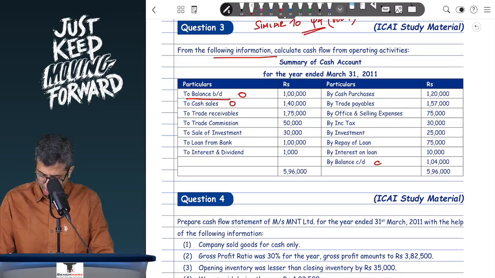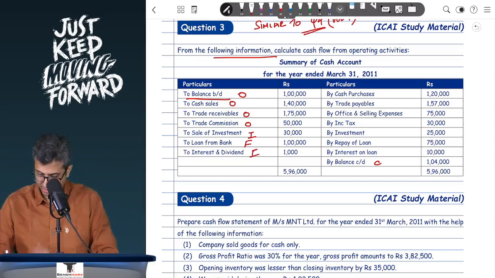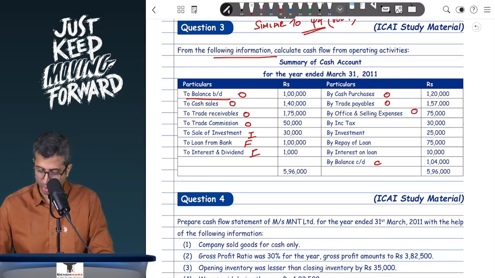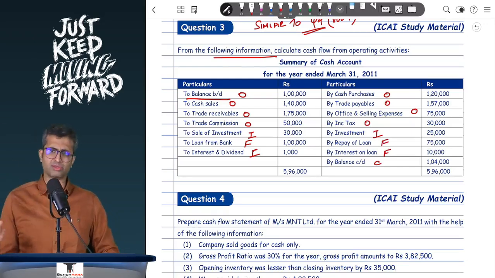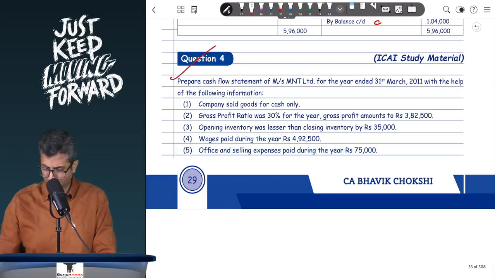Then cash sales is operating in nature, trade receivables operating, trade commission operating, sale of investments investing, loan from bank financing, interest and dividend received, so this must be investing. Cash purchases operating, trade payables operating, office and selling expense operating, income tax operating, investment investing, repayment of loan financing, interest on loan financing, and you can just draw up the cash flow statement. Quite basic.